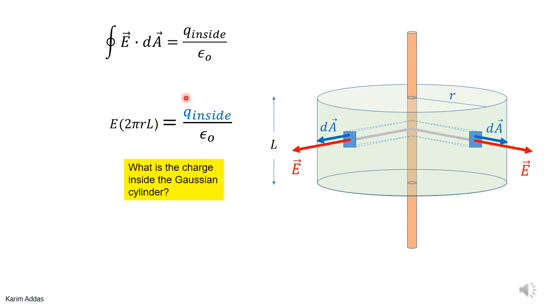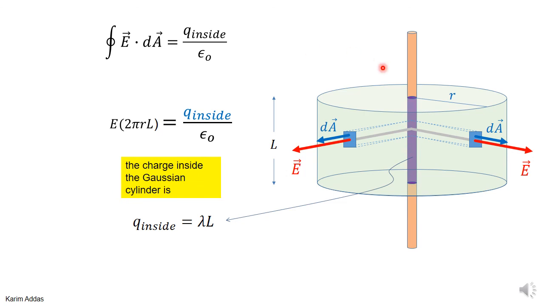What about the right-hand side of Gauss's law? The right-hand side of Gauss's law is asking you to find the charge inside the Gaussian surface. So what is the charge inside the Gaussian surface? Well, if you look at the charge that I made in purple here, that's the exact amount of charge inside the surface. How could you represent this mathematically?